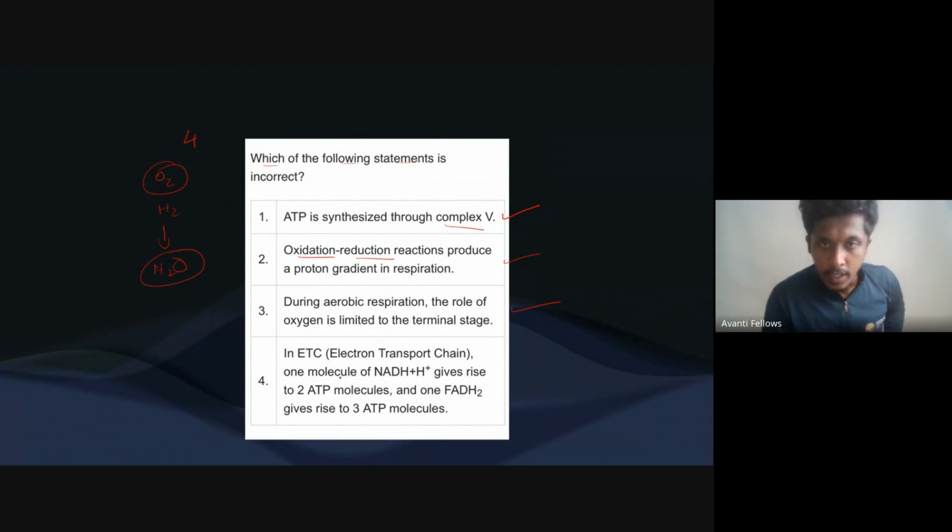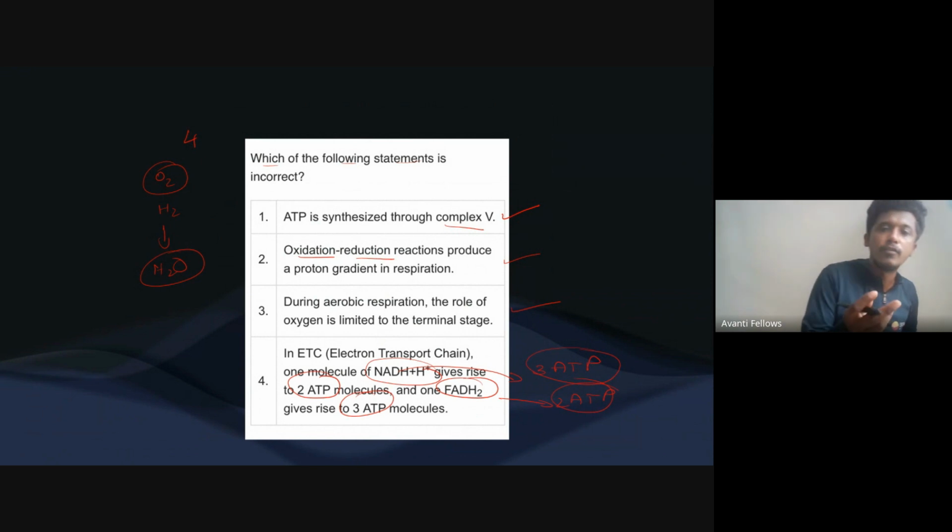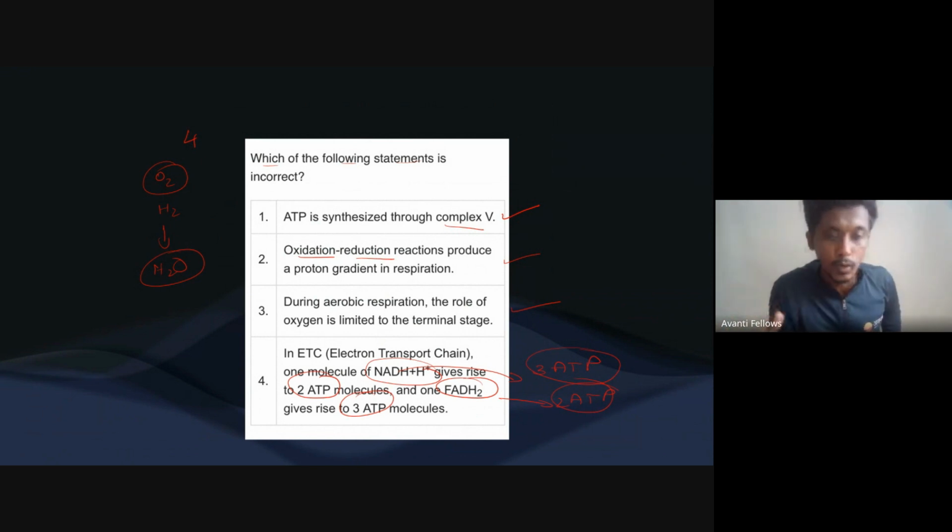Next one. In the ETC, one molecule of NADH plus H plus gives rise to two molecules of ATP. This is wrong, right? NADH gives rise to how many molecules of ATP? 3 ATP. And what about FADH2? They have given that FADH2 gives rise to 3 ATP, but it is actually 2 ATP. You just have to reverse this. That's a small confusion. We forget this when we are doing it in a hurry. That's why we have to concentrate a little bit.